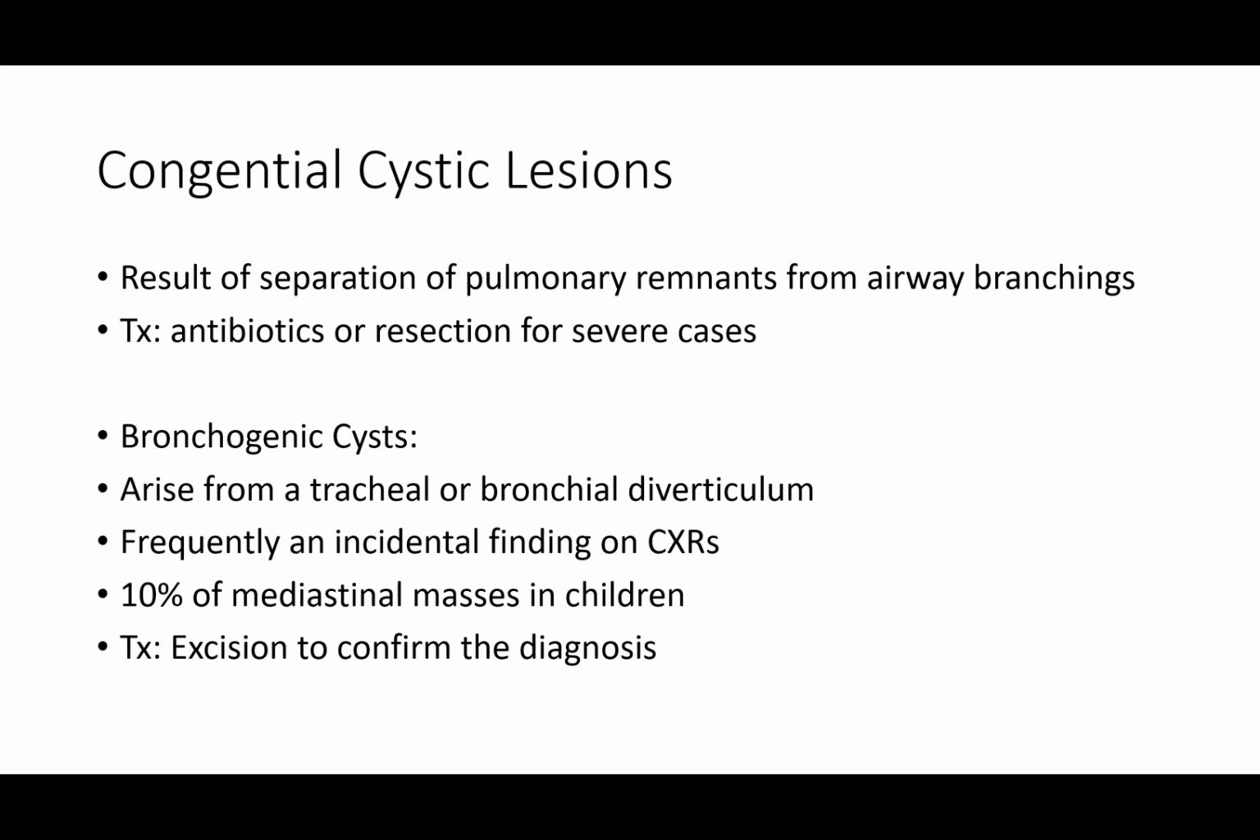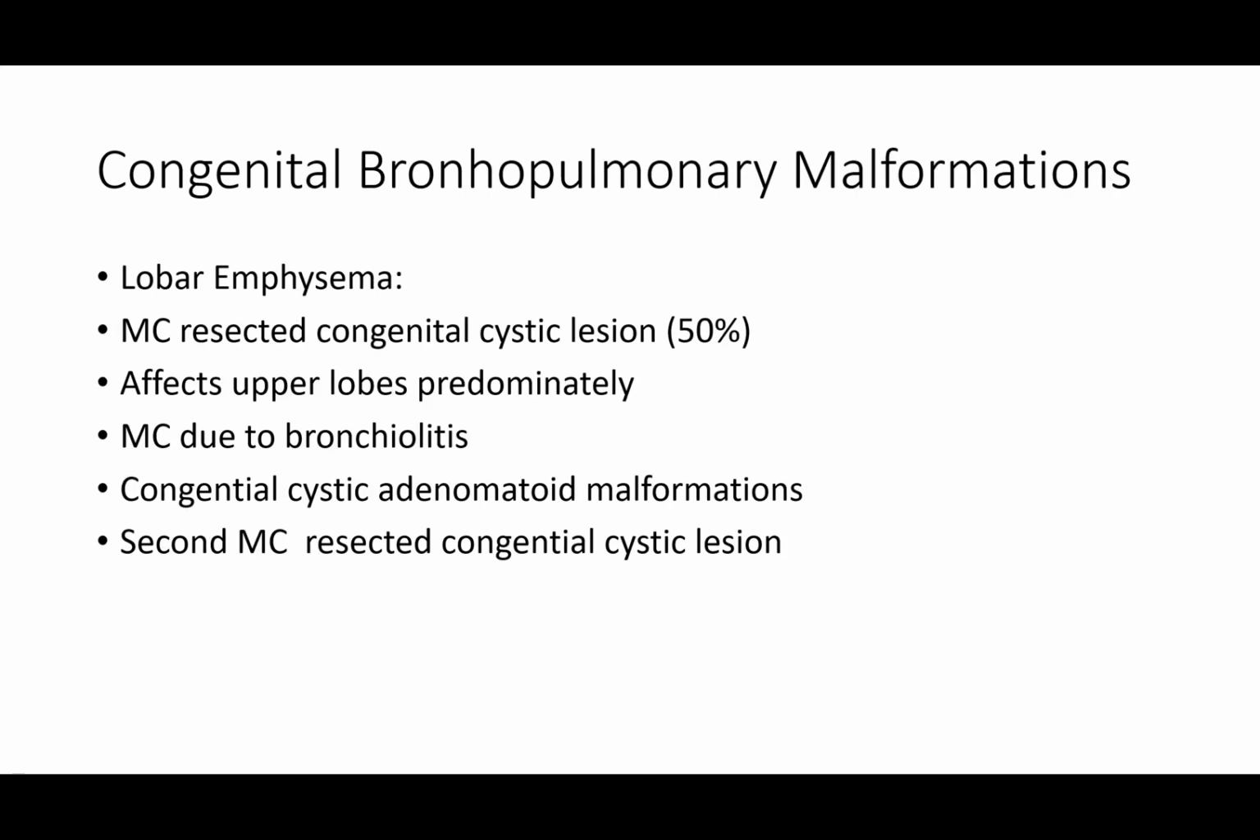Bronchogenic cysts. These arise from a tracheal bronchial diverticulum. It's frequently an incidental finding on chest x-ray, and 10% of these mediastinal masses in children will be bronchogenic cysts. The treatment is to excise these to confirm the diagnosis and rule out malignancy.